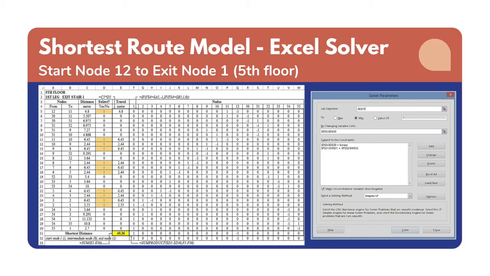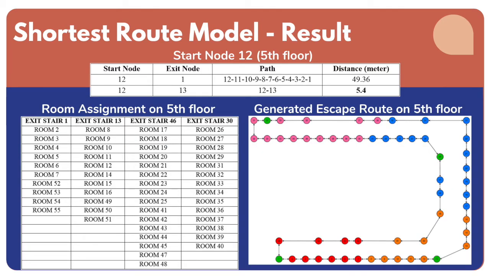After solving, the solution resulted in a shortest distance of 49.36 meters to reach exit node 1 from start node 12, with a path of 12 to 11, 11 to 10, 10 to 9, 9 to 8, 8 to 7, 7 to 6, 6 to 5, 5 to 4, 4 to 3, 3 to 2, and 2 to 1. Then the same procedure was applied for all the rooms going to their available exits. The next slide shows the summary of results obtained for room 12 and the escape route based on the room assignment obtained from the result of the Solver.